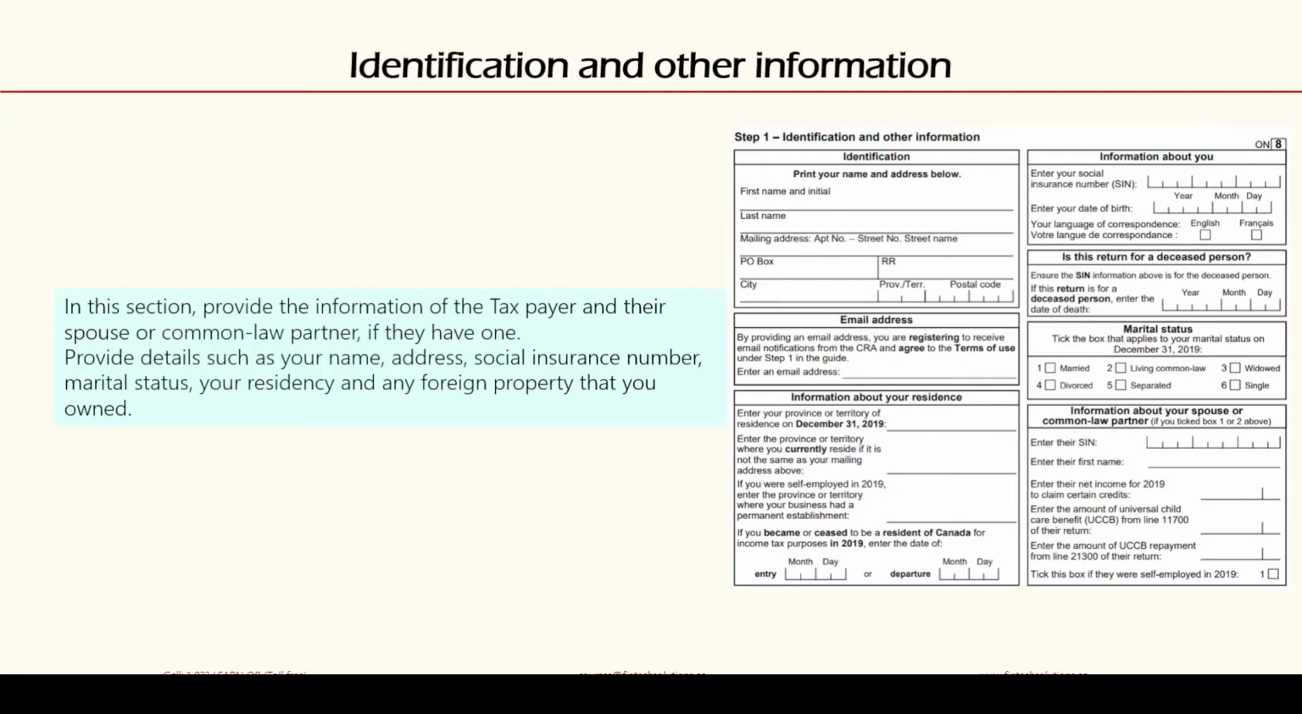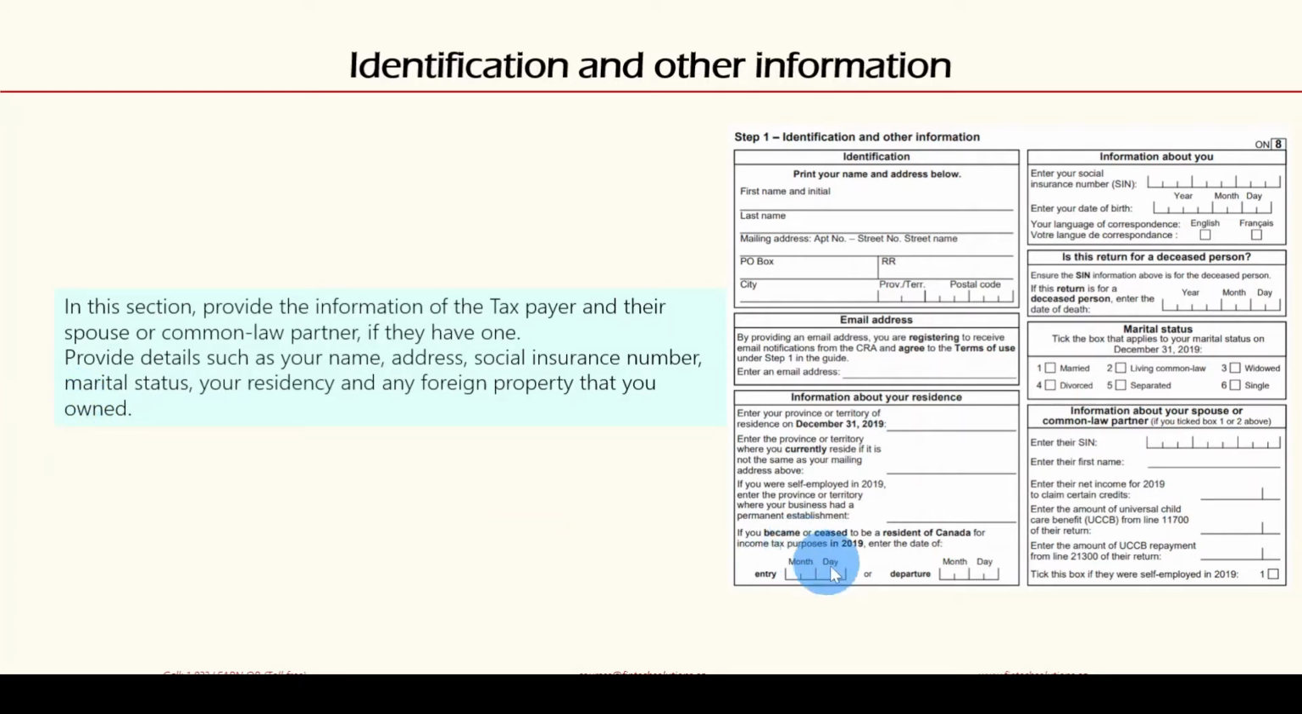All right, so let's have a look at step 1, which is identification and other information. In this section, provide the information of the taxpayer and their spouse or common law partner, if they have one, provide details such as your name, address, social insurance number, marital status, your residency, and any foreign property that you owned.